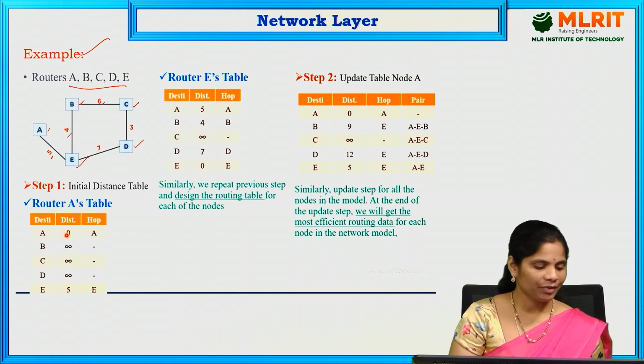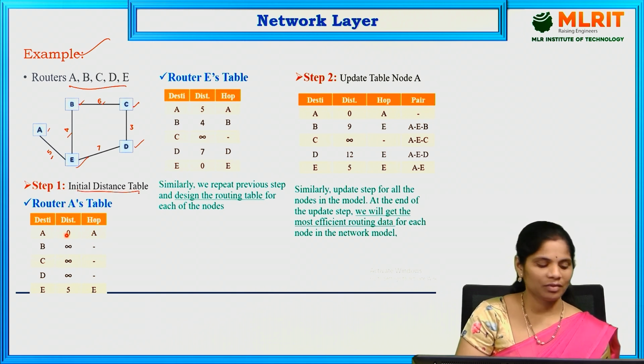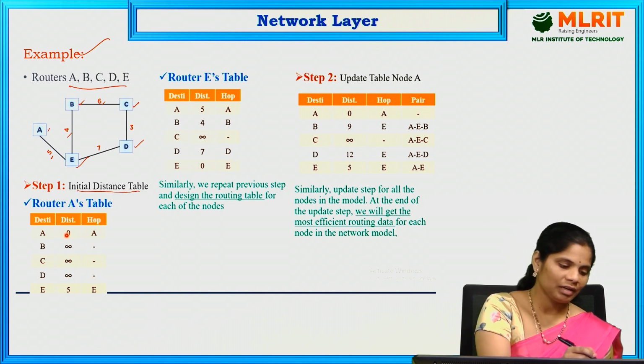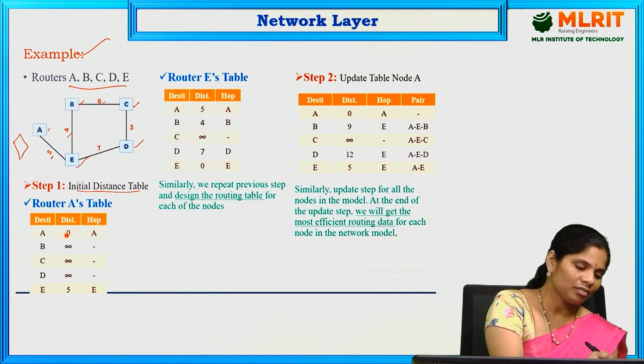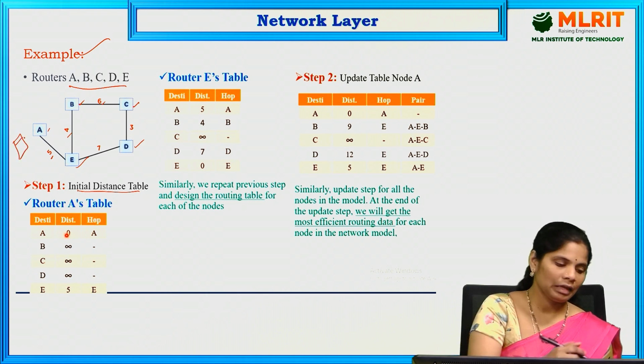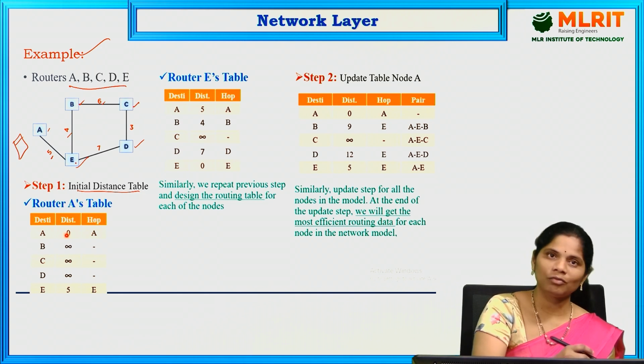So first what we have to do? Initially we have to find the distance table. This is the first one. For each and every router, we have to construct the routing table, right? That is the first condition. What are the nearest neighbors of A, who are directly connected to A? Only E is connected.